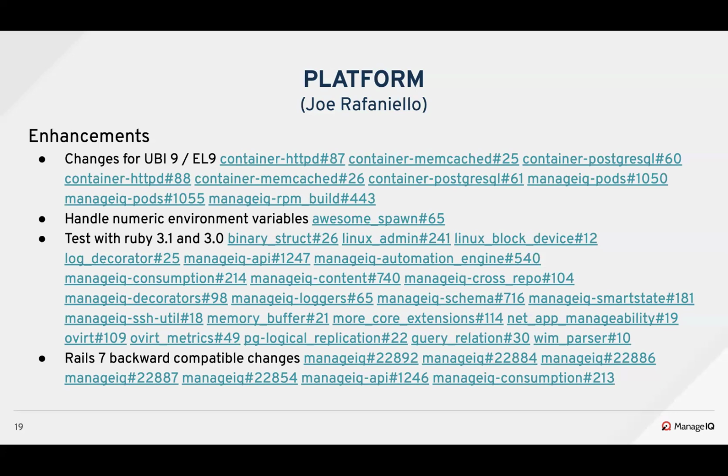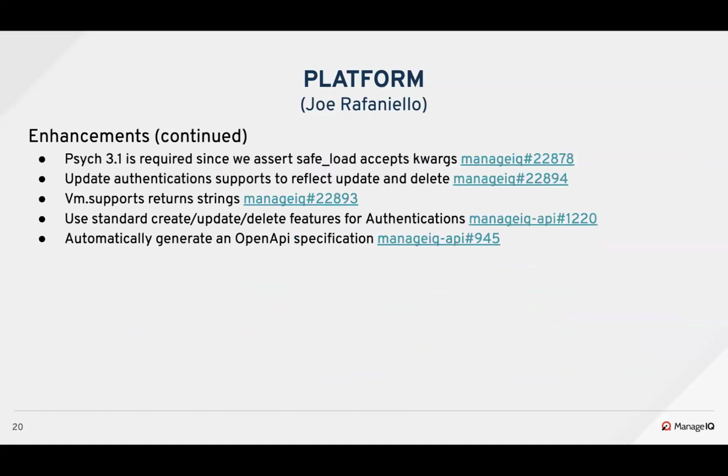Next, for repositories that hadn't previously tested with Ruby 3.1, we added Ruby 3.1 to the test matrix. And we had a few Rails 7 backward compatible changes this sprint, such as dropping usage of included concern and require nested, since Zeitwerk handles this for us. Next slide. We now explicitly require Psych 3.1 since we assert that safe load accepts keyword arguments, and 3.1 is the first version that added keyword arguments to safe load.